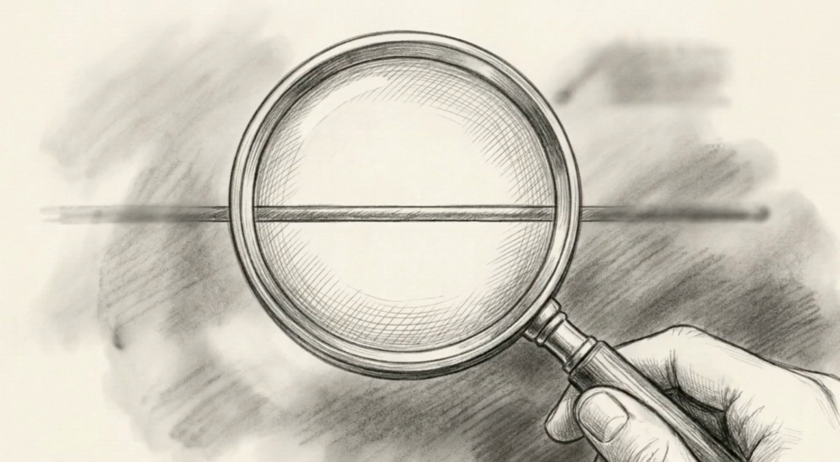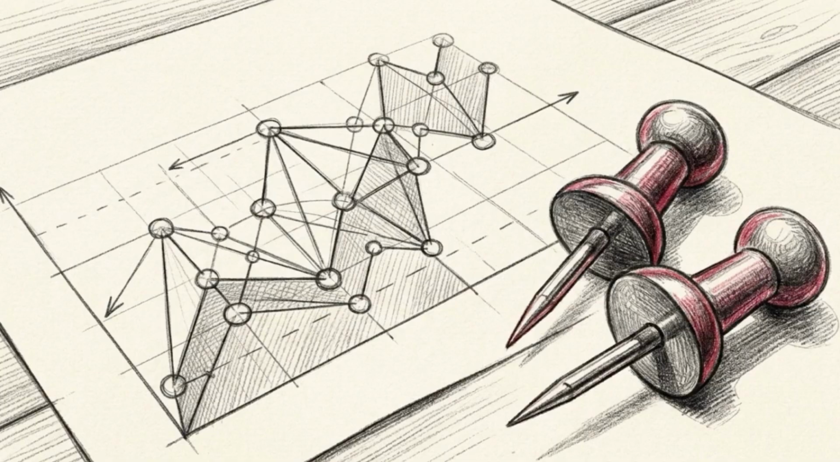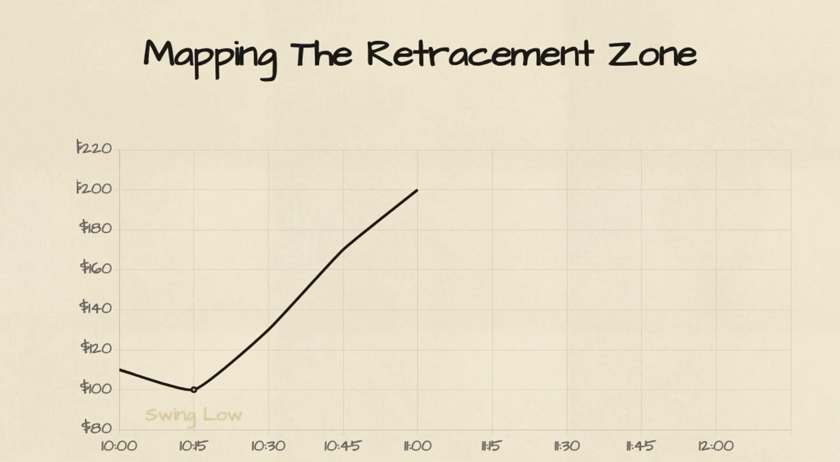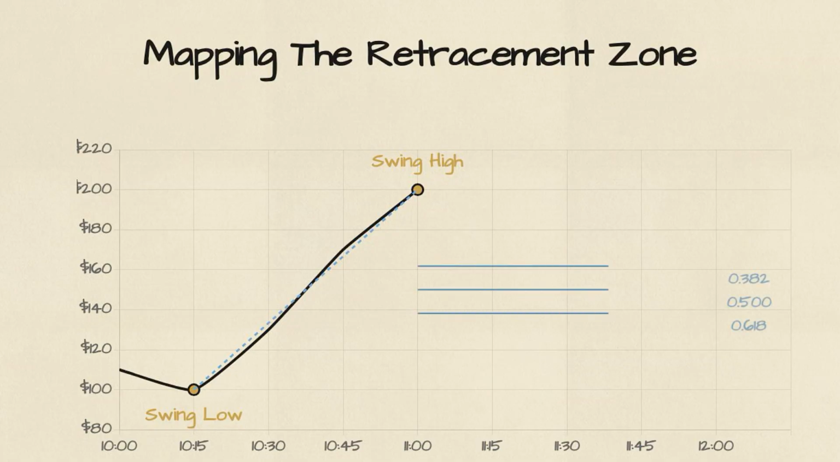By removing the excess data, you force yourself to focus exclusively on the specific price zones where a bounce is highly probable. To deploy the tool, you need 2 physical anchor points on your chart. The first is the swing low, the exact bottom where the upward push began. The second is the swing high, the absolute peak of that push. On this graph, we simply draw a line to connect the swing low up to the swing high. The moment we do, the tool overlays our 3 key horizontal levels across the chart.